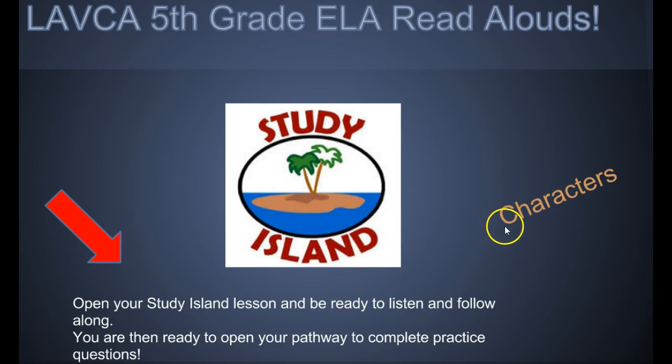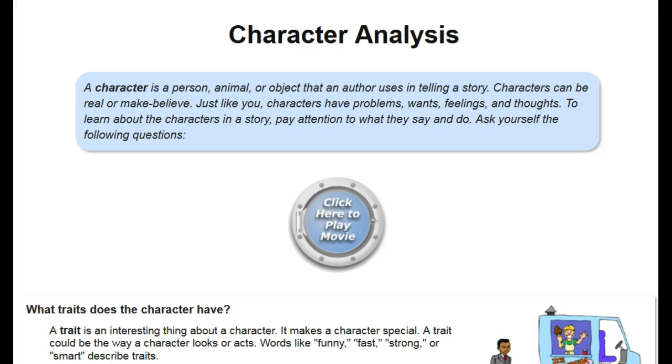Today's lesson is characters. After you finish, you'll be ready to open your pathway and complete some practice questions. Character analysis. A character is a person, animal, or object that an author uses in telling a story. Characters can be real or make-believe. Just like you, characters have problems, wants, feelings, and thoughts. To learn about the characters in a story, pay attention to what they say and do. Ask yourself the following questions. You can pause the recording and go into your lesson to click and play the movie.